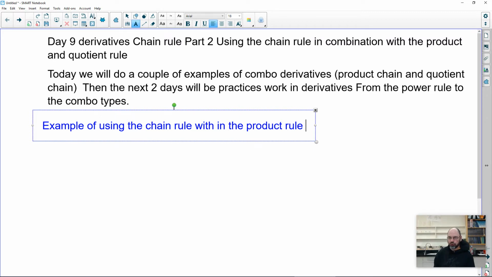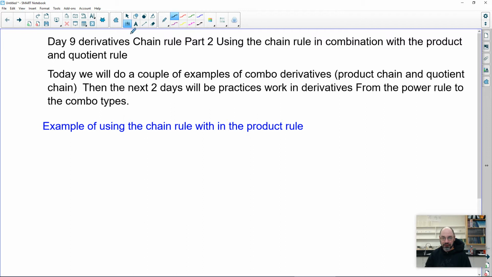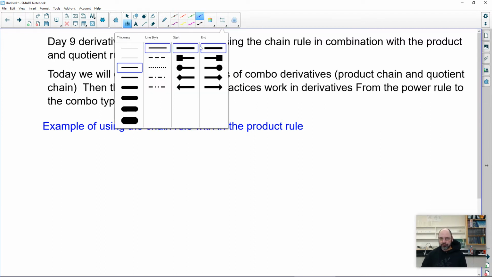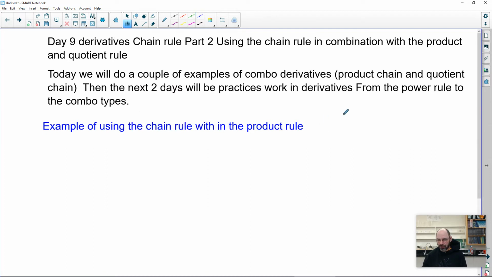We know the product rule already, so we'll state that here, and we also know what the chain rule is as well. So let's just remind ourselves of the product rule: y prime equals f g prime plus f prime g. Not necessarily in that order; those could be flipped, but that's the product rule. So we're going to be using that.